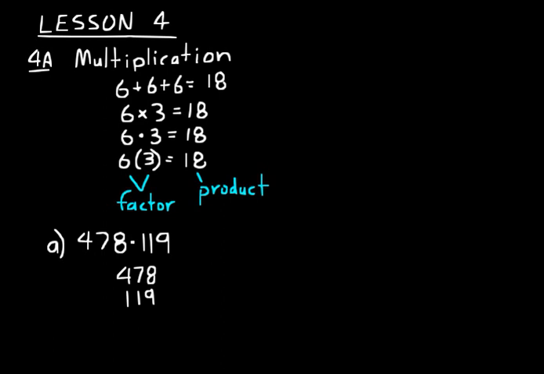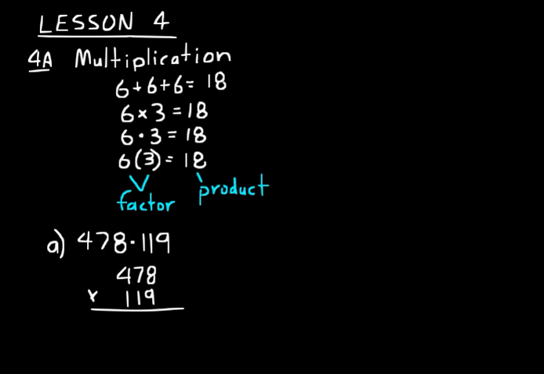It does not matter. And if you remember, when you do multiplication, that number on the bottom, you just multiply place by place. Take the 9 and multiply it by the 8, the 7, and the 4. So basically you're saying 9 times 478. Then you do the 1 times 478. Then you do the other 1 times 478.